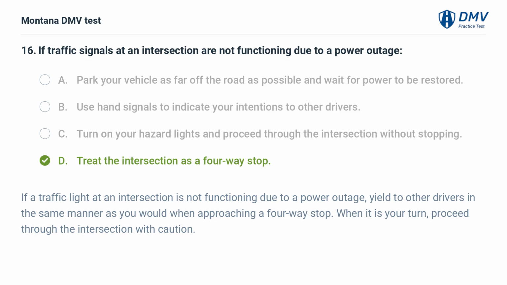D. Treat the intersection as a four-way stop. If a traffic light at an intersection is not functioning due to a power outage, yield to other drivers in the same manner as you would when approaching a four-way stop. When it is your turn, proceed through the intersection with caution.